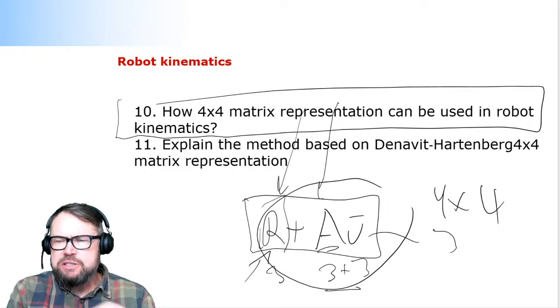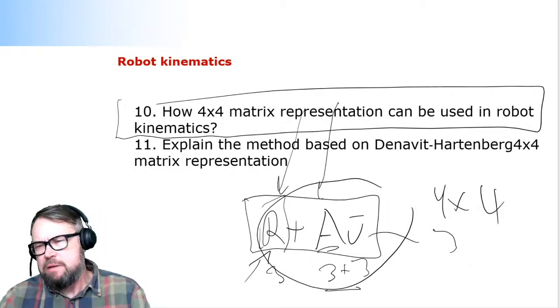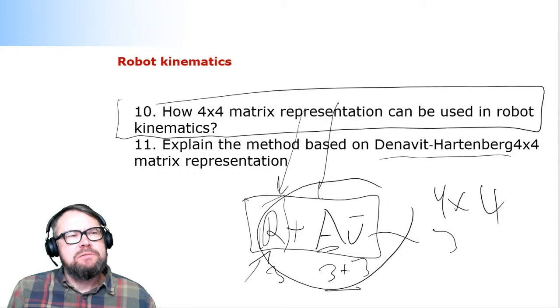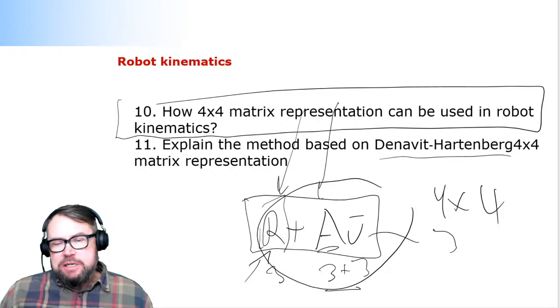And then we're going to use one specific method that I'm sure you have heard before. So we're going to look at the method called Denavit-Hartenberg 4x4 matrix representation, as an example of how to use these 4x4 matrices.